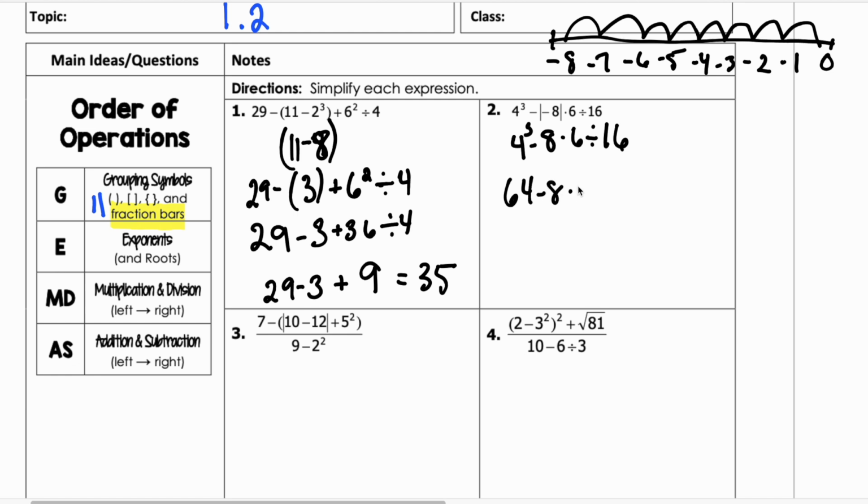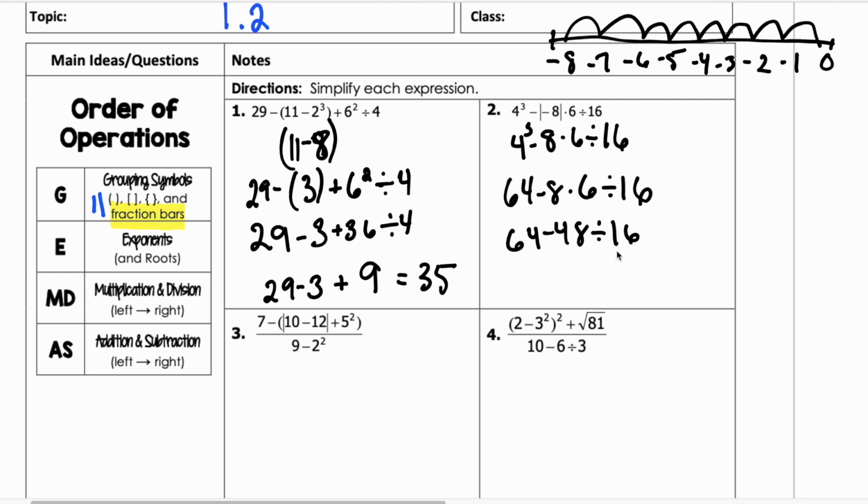64 minus 8 times 6 divided by 16. All right, so be careful here. Remember, we're moving from left to right, and we have both multiplication and division. Since multiplication comes first from left to right, we need to handle that first. So 8 times 6 is 48, divided by 16. We could bring our 64 down, but remember we need to handle the multiplication and division first.